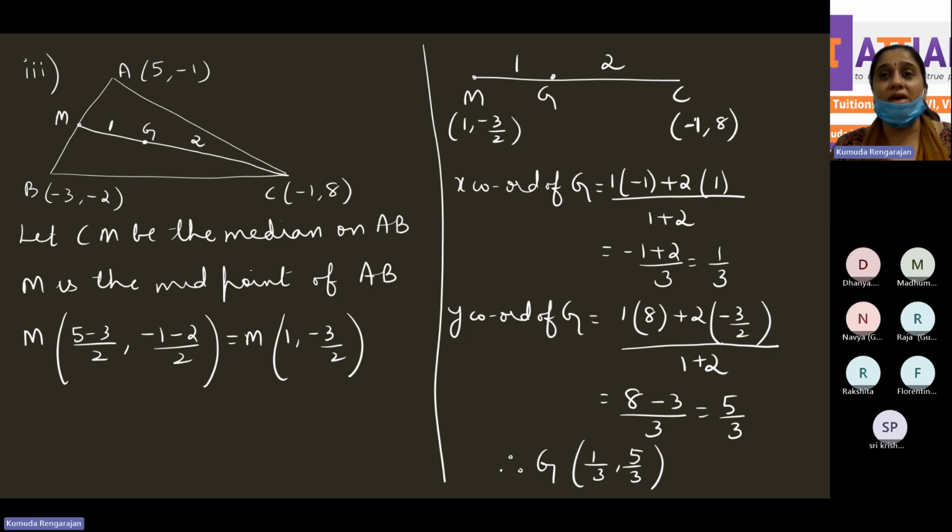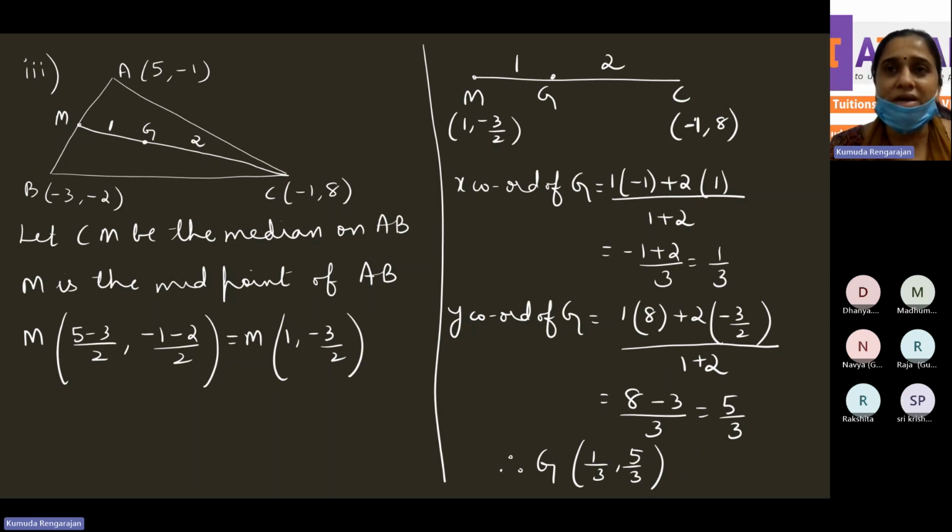M is the midpoint of AB. So using A and B as x1, y1, x2, y2, you should find the coordinates of M. Midpoint: (x1 + x2)/2, (y1 + y2)/2. That's the first step. Now take up the median, CM. Mark the information correctly. G lies on it. MG is 1 part. I have not changed anything. From the vertex C to G is 2 parts, and from the centroid to the midpoint is 1 part. I've written the coordinates of M and C.